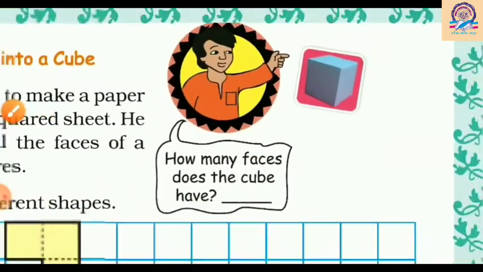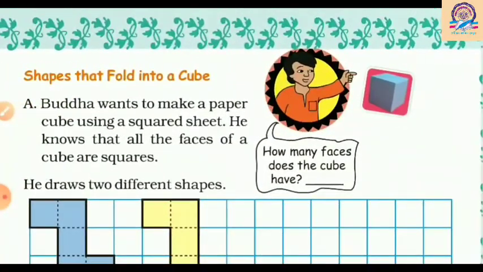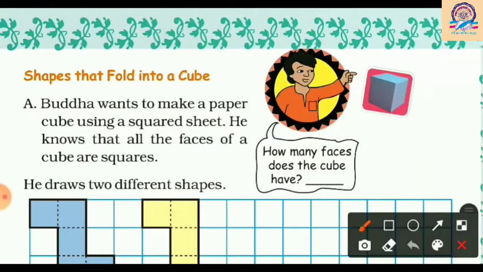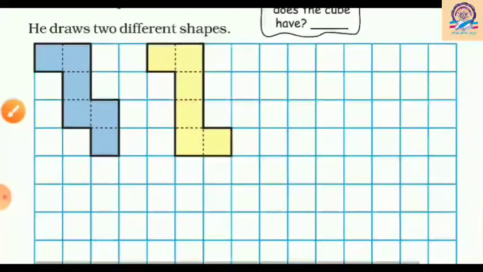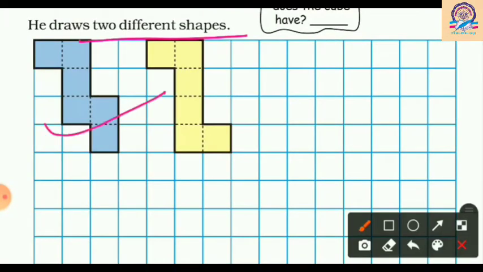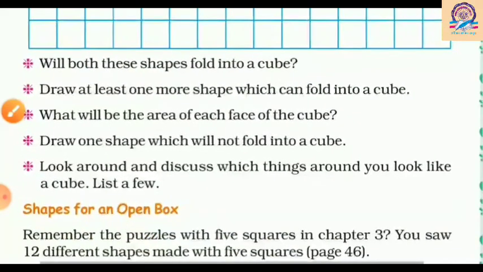Now let's get back to our topic, that is shapes that fold into cube. The topic says that a Buddha wants to make a paper cube using a square sheet. He knows that all the faces of a cube are square, as we have recently seen. So Buddha draws two different shapes, as you can see here.